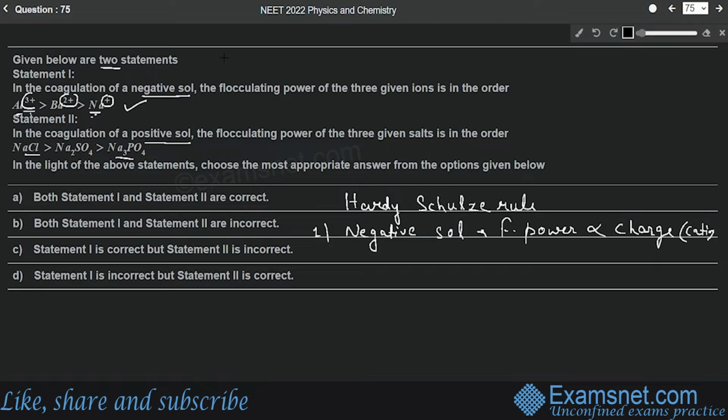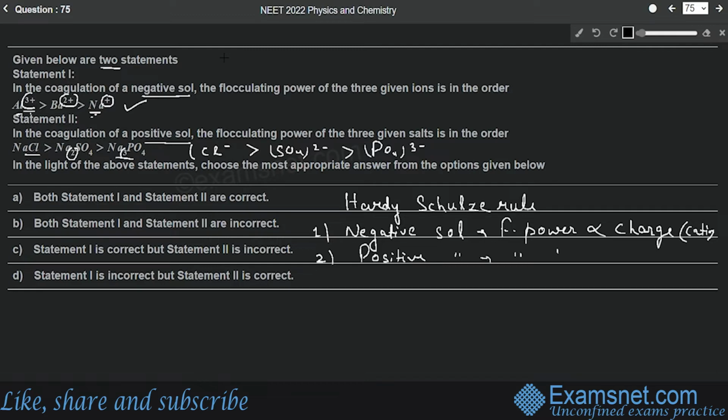Okay, so here basically we are comparing the flocculating power of anions, that means the negative ions, right? Chloride, then we have sulfate, SO4 2 minus, and then we have phosphate, PO4 3 minus. Because Na3 is written here, Na2, so SO4 2 minus. Now in Hardy-Schulze rule, for positive sol, we determine the flocculating power of anions, right? That means negative ions.